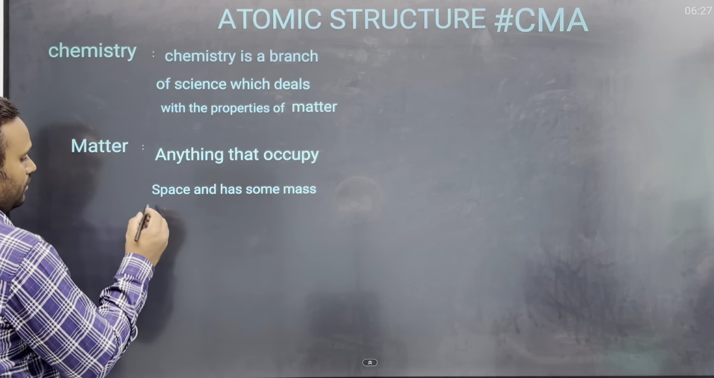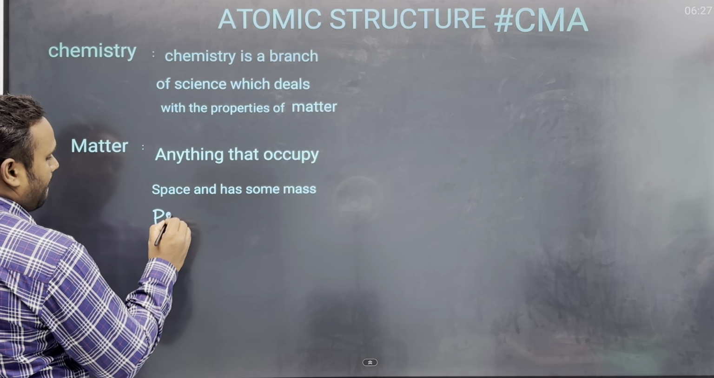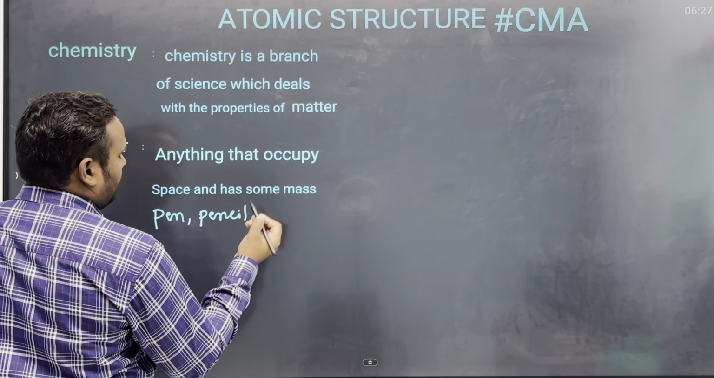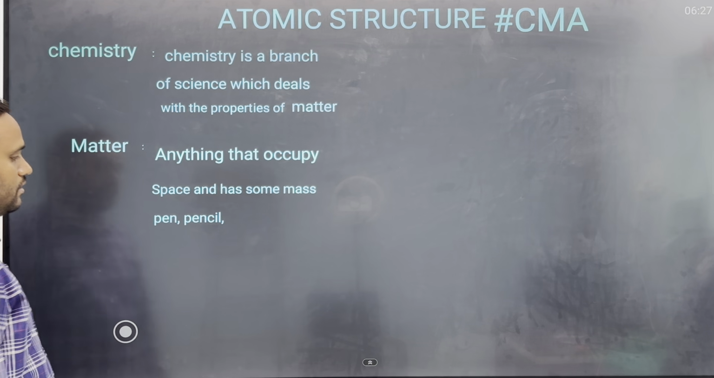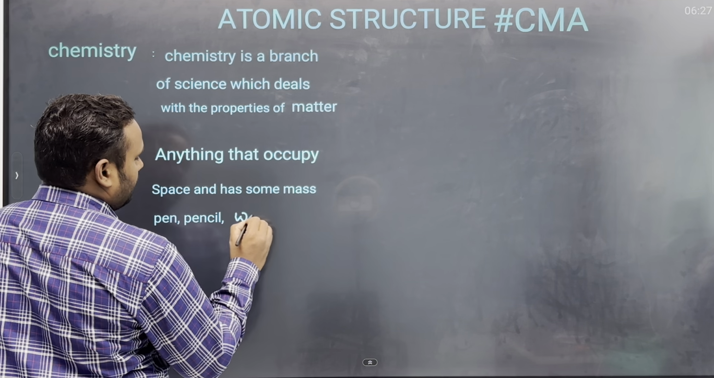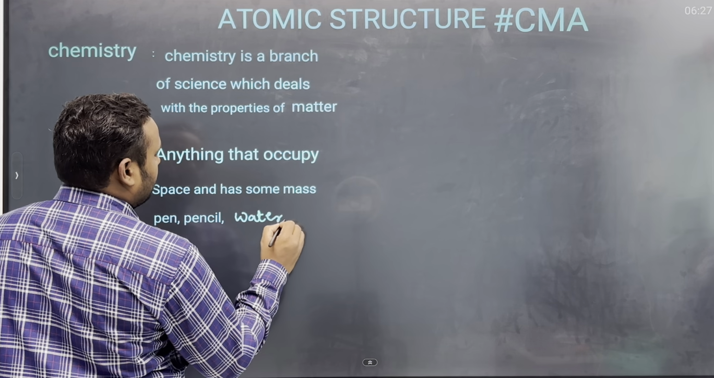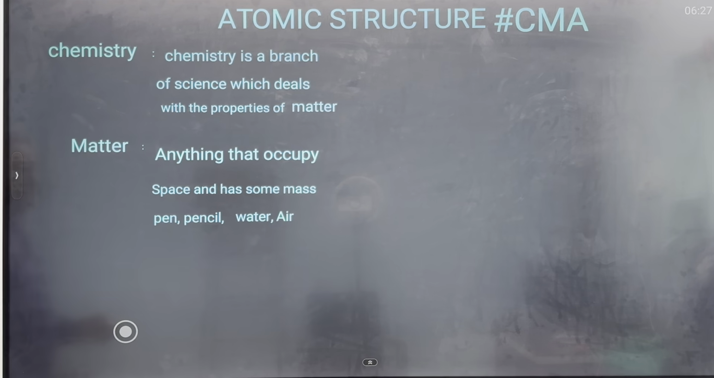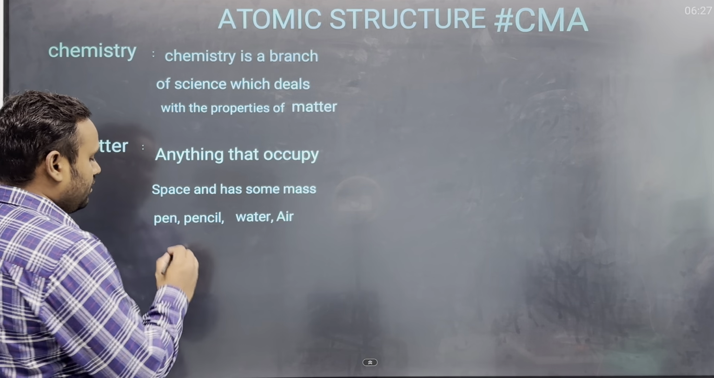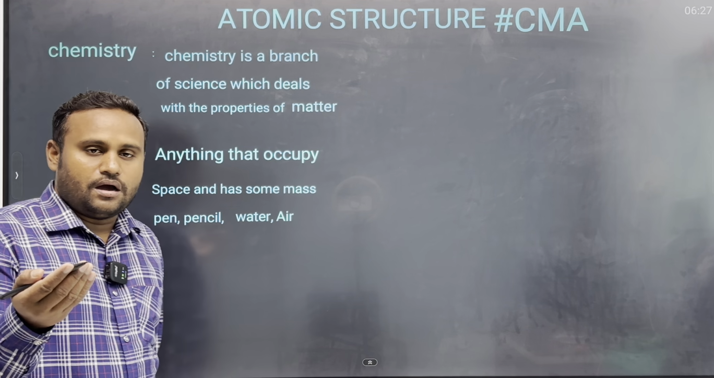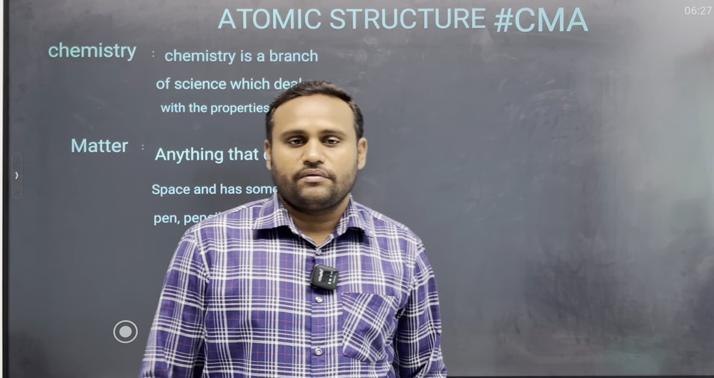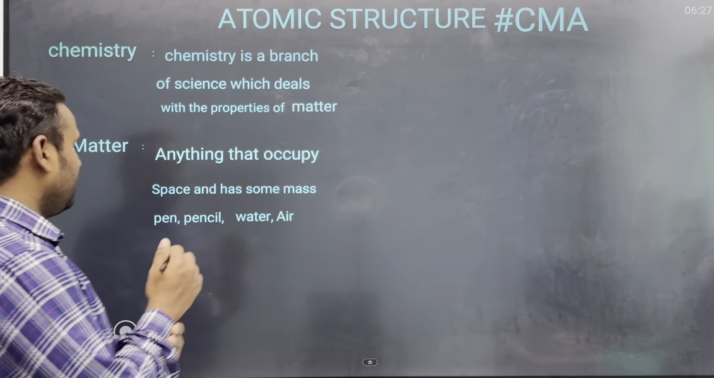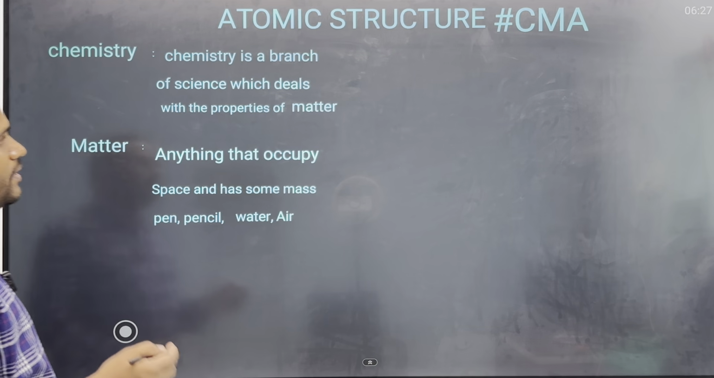For example, pen, pencil, water, air, etc. All this we can consider as matter. Why? Because they occupy some space and they have some mass. We ourselves are also matter. Now let us see classification of matter.